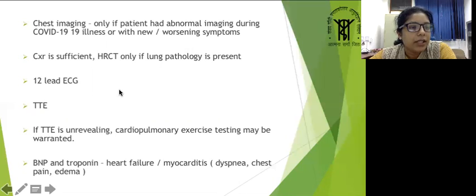12-lead ECG is done in almost all the patients. But in the patients who have a history or biochemical evidence of a myocardial injury or myocarditis, or any patients with dyspnea and other signs and symptoms suggesting an underlying cardiac disorder, it is better to have a transthoracic echo. In case of transthoracic echo being unrevealing, we can go for cardiopulmonary exercise testing. Brain natriuretic peptide and troponin I can suggest heart failure and myocarditis in those patients who are complaining of dyspnea, chest pain, and edema.